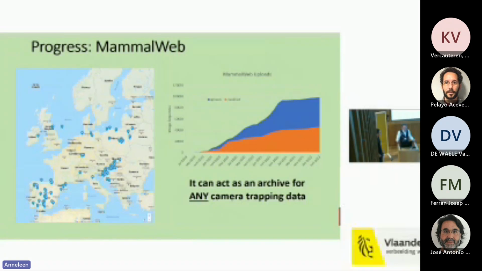So MammalWeb has been collecting camera trapping from across Europe, and you can see here the distribution of sites. Interestingly, one I think hasn't put the right GPS coordinates in there. It's in the middle of the North Sea. But you can see the number of submissions we've had, over 100,000 since this was set up.